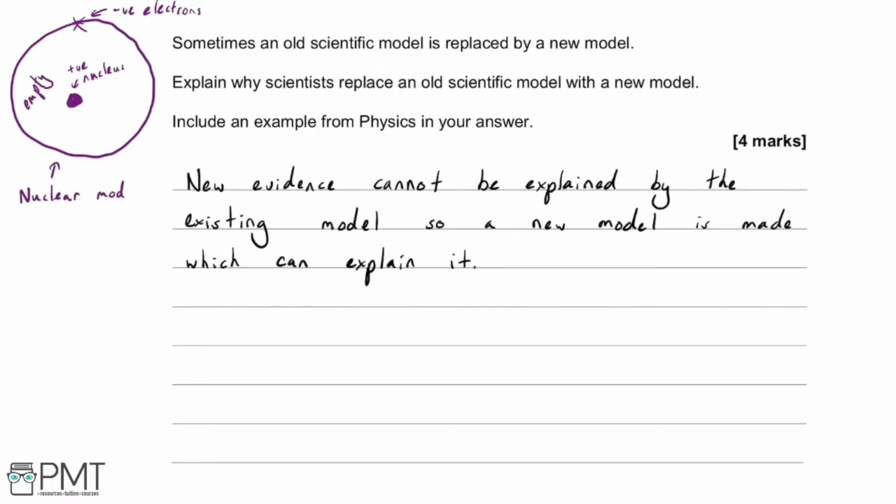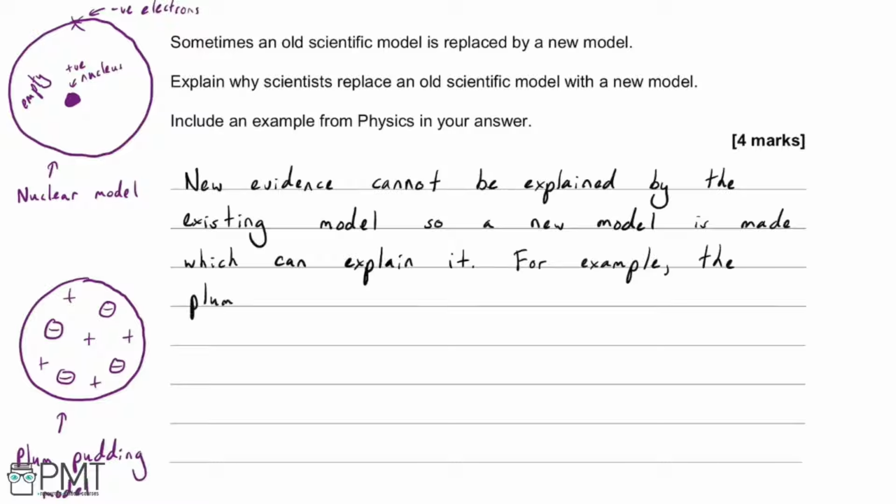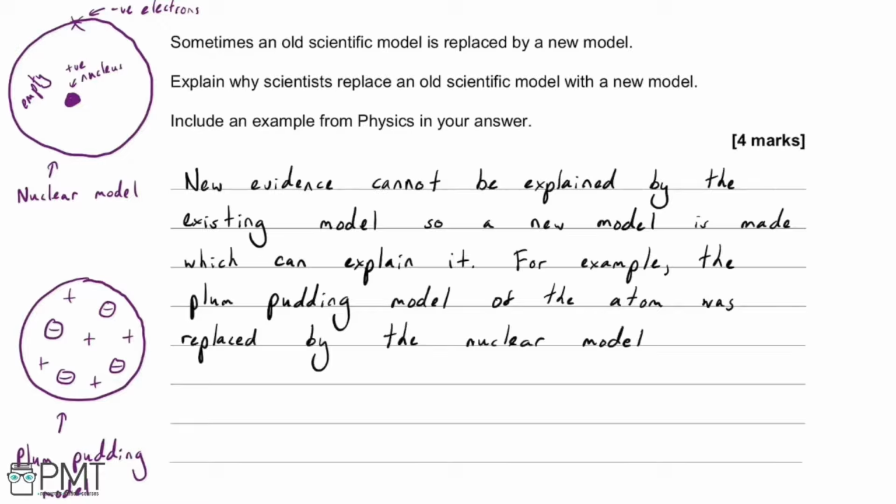And the plum pudding model was that it was a mix of positive and negative charge together, and there wasn't empty space in the atom. So there was new evidence found that showed that the plum pudding model couldn't be correct, and so then Rutherford theorised a new model. So for that we can write, for example, the plum pudding model of the atom was replaced by the nuclear model of the atom due to Rutherford's experiments.